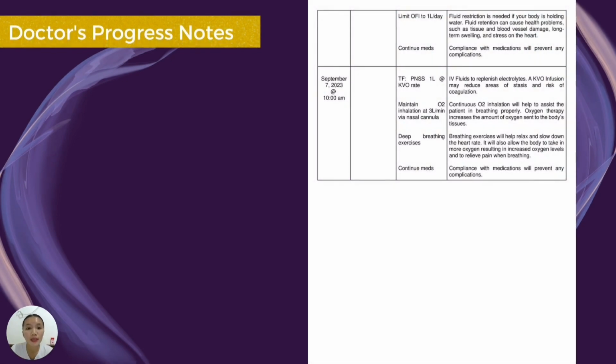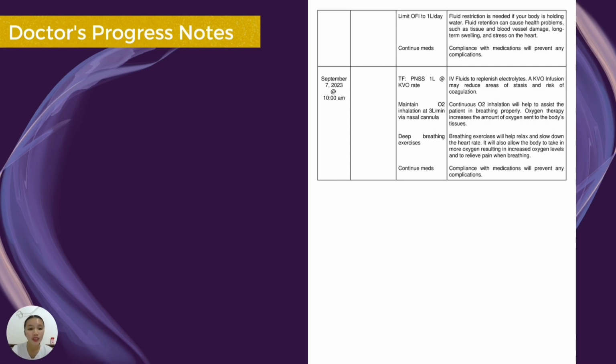Now, we have to limit also the oral fluid intake to 1 liter per day because fluid restriction is needed if the body is holding water. Now, fluid retention can cause heart problems such as tissue and blood vessel damage, long-term swelling, and stress on the heart of the patient. Now, continue meds because compliance with medications will help prevent any complications that may happen to our patient.